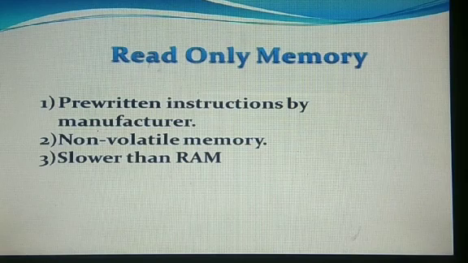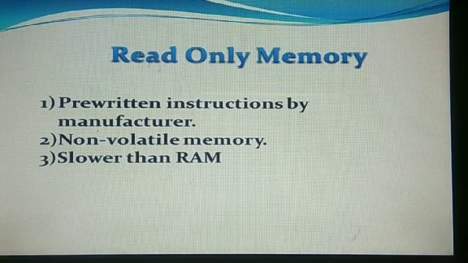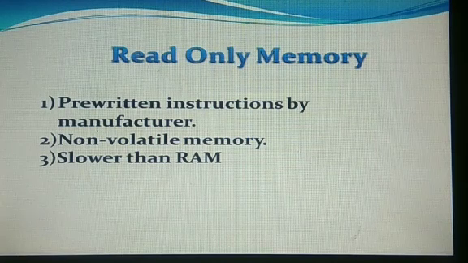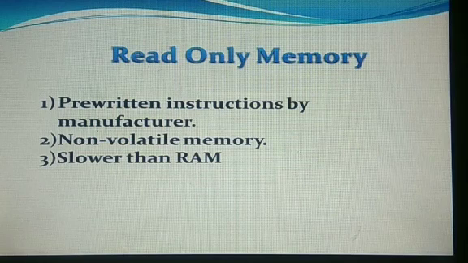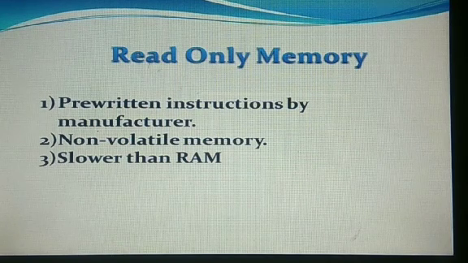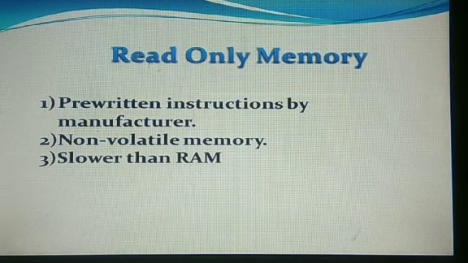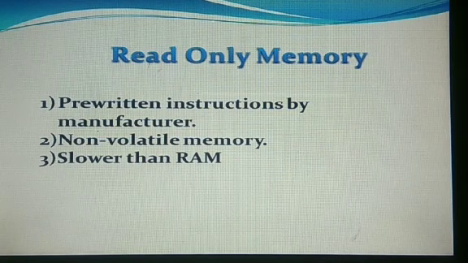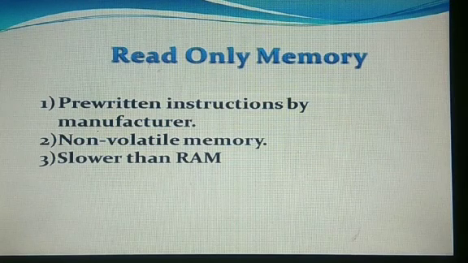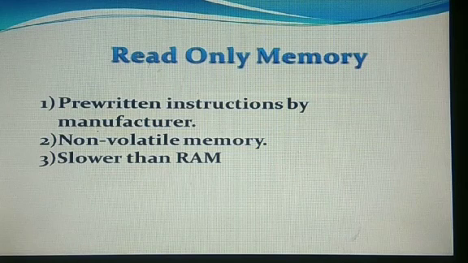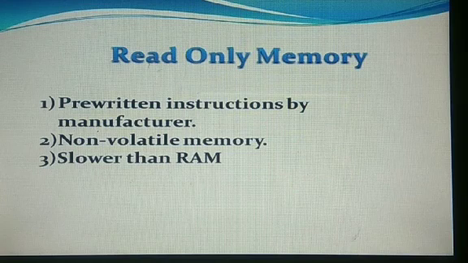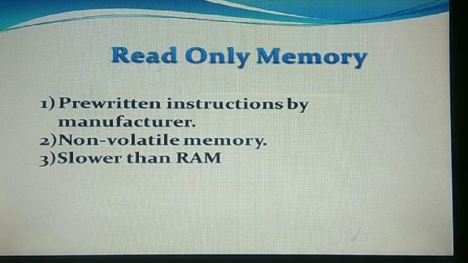It's a non-volatile memory. That means once the instructions are written, whether the current is there or not, the instructions are not going to go away. But it is slower than RAM because it's a sequential access memory. In random access memory, we used to go to a location directly. But in read-only memory, we have to move sequentially to that location. If we have to move to location 2000, that means we'll start from 0 and have to move on until 2000.